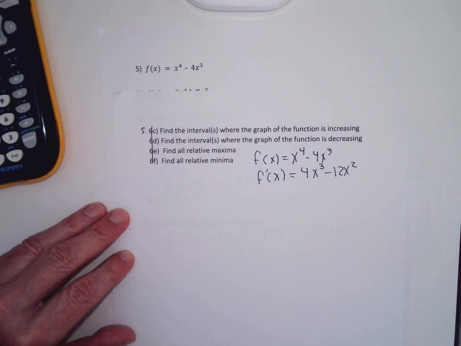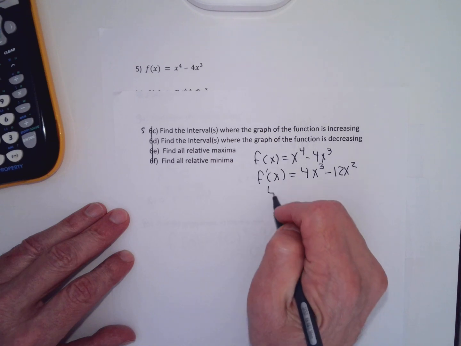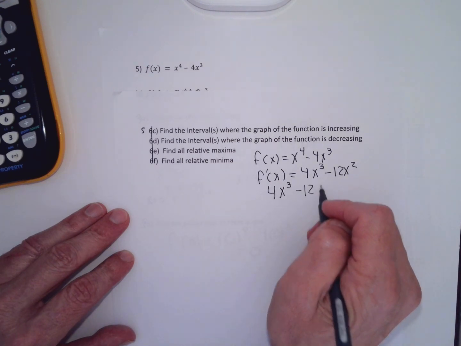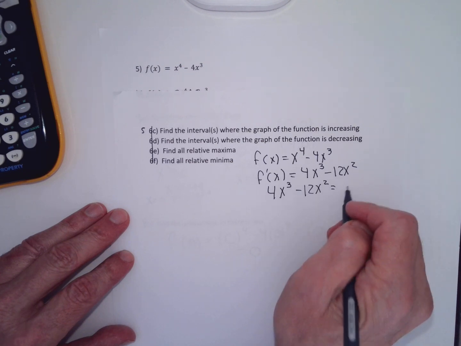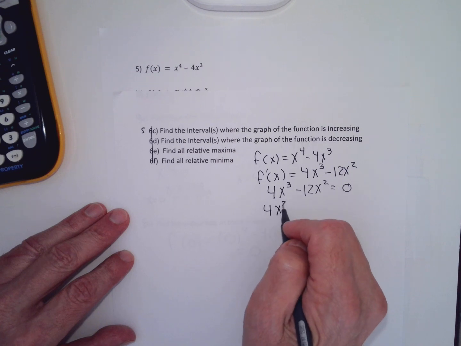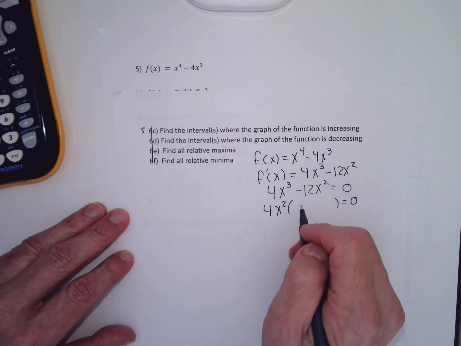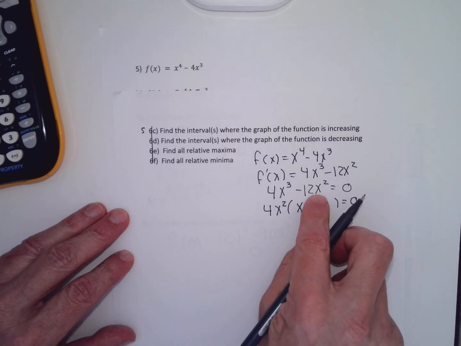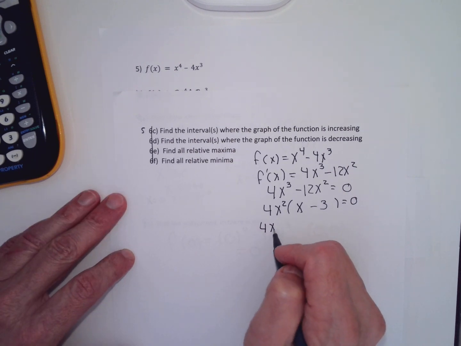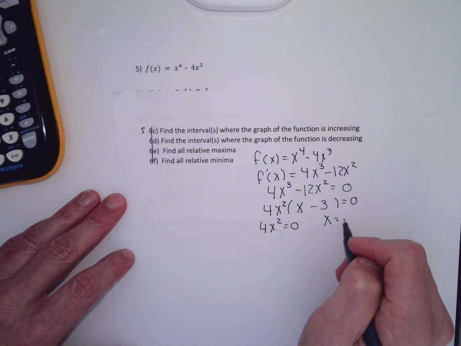Now let me set the first derivative equal to 0 to get my critical numbers. So 4x cubed minus 12x squared equals 0. I'm going to factor out a 4 and an x squared. When I factor out a 4x squared from the first piece, I'm left with an x. From the second piece, just a minus 3. Now I'm going to set 4x squared equal to 0 and x minus 3 equal to 0.